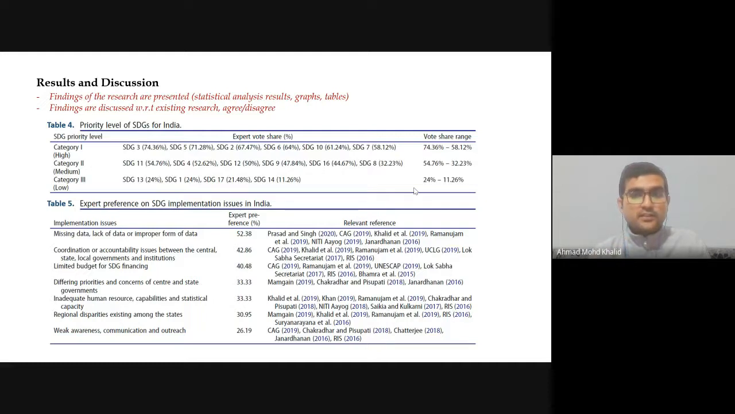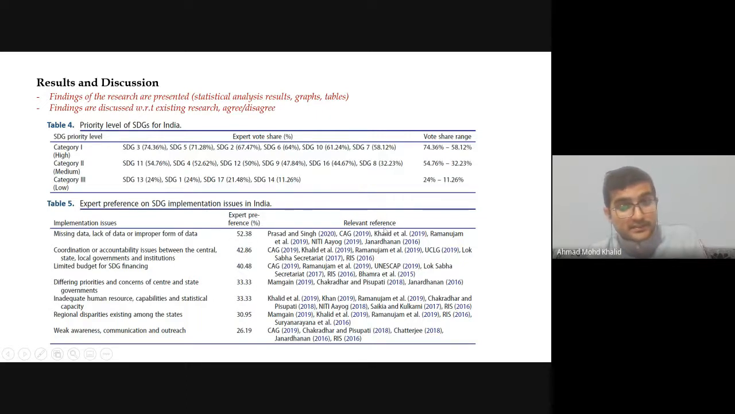You do something, you have some findings, you discuss that, you correlate with the existing research, or if you have a very different finding, you show that. Then in another question, the experts were asked, what is the preference of SDG implementation issues? More than 52% of the experts find that the main implementation issue for SDG implementation in India is missing data, lack of data, improper data. So 52.38% of the experts agree to that.